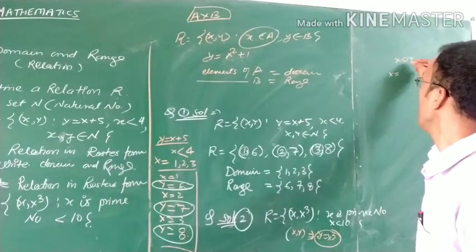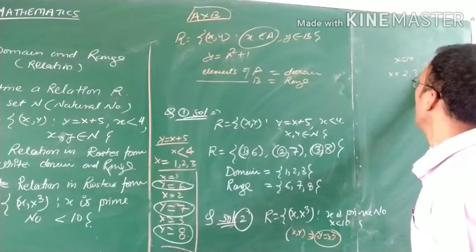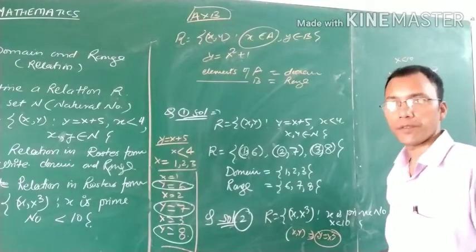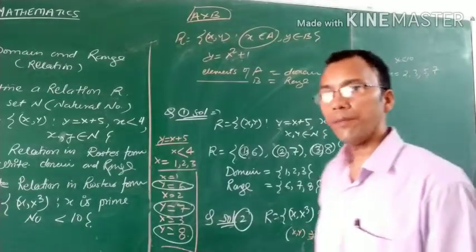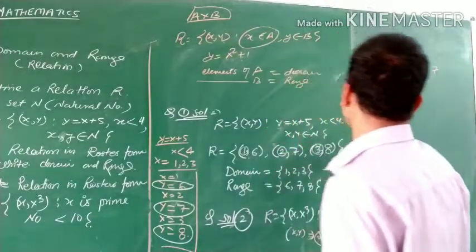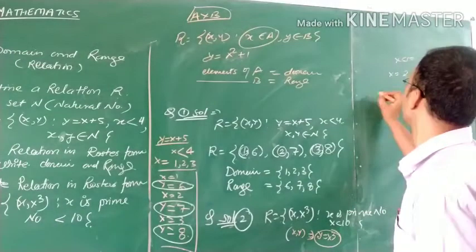So less than 10, what are the prime numbers? This is 2, 3, 5 and 7. These are the prime numbers, right? 2, 3, 5, 7. Now we are not talking about odd numbers, it is less than 10. Now 9 is not a prime number, it is an odd number.